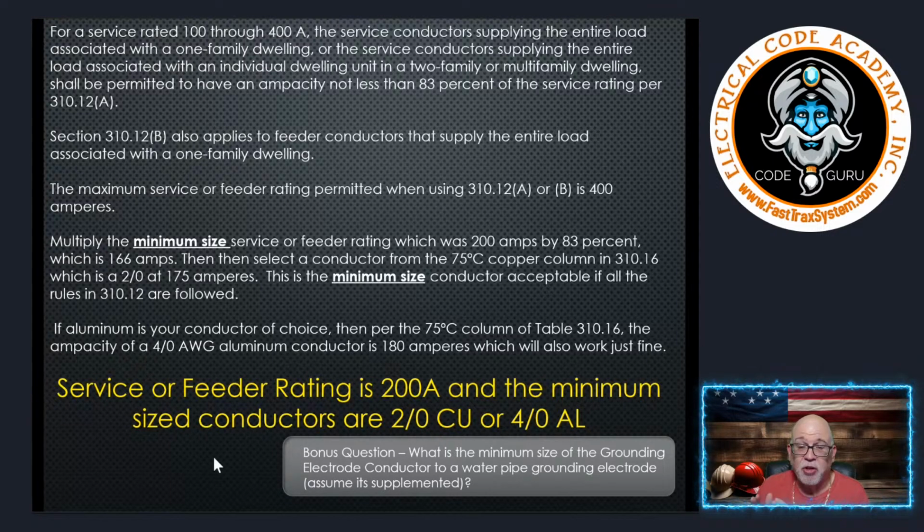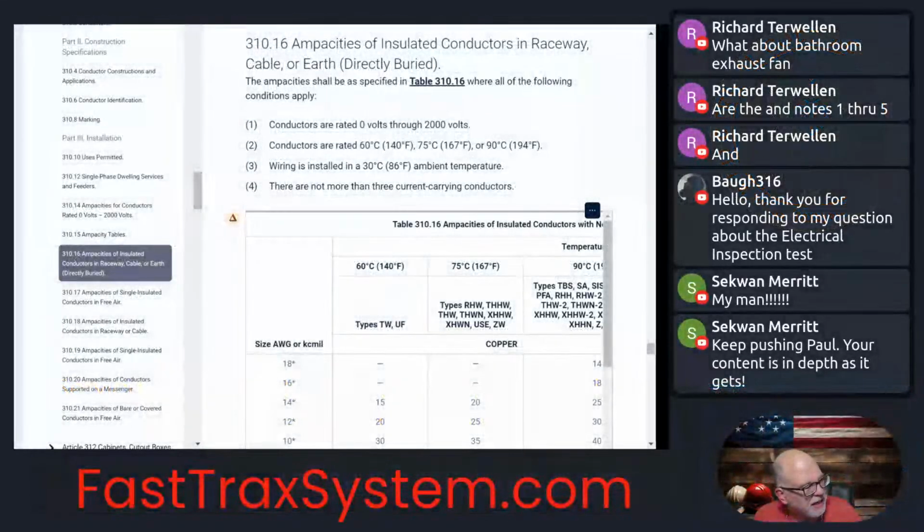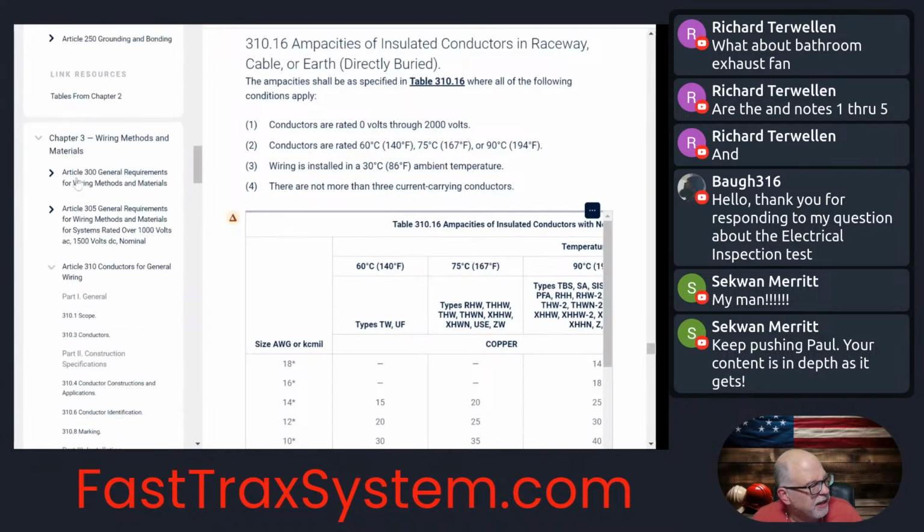So anyway, let's size this. Let's go real quick to 250.66 and see what it would be for 2-aught copper. The reason we're going to the table is because in order to deviate from the table, you have to be going to a ground rod, pipe or plate, to a concrete-encased electrode, or to a ground ring. And then you have some separate allowances in 250.66(A), (B), or (C). If it's any other type of electrode, you're going to go to the table, okay? So let's go real quick.